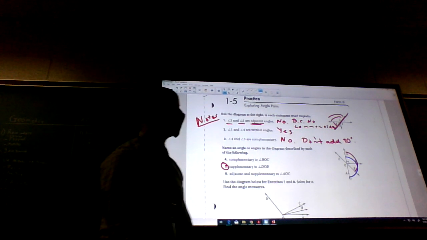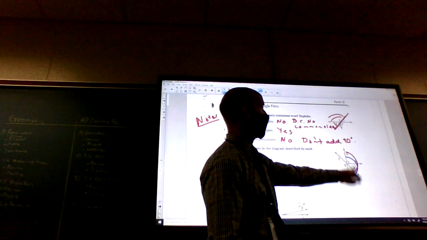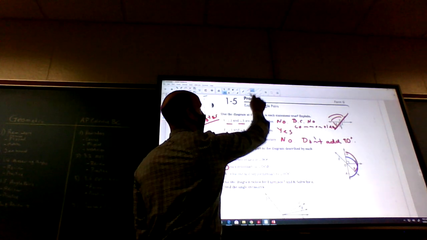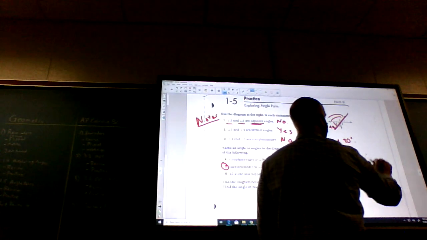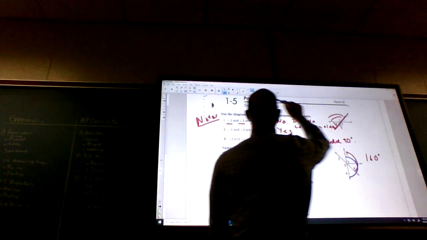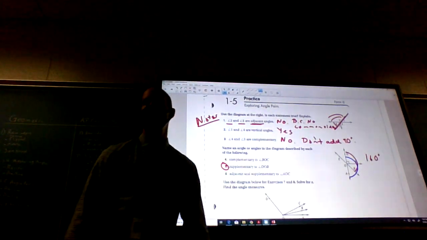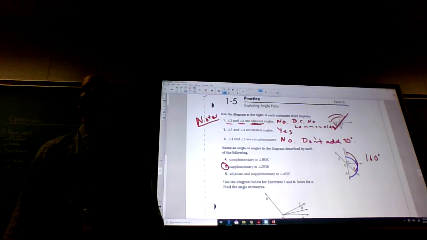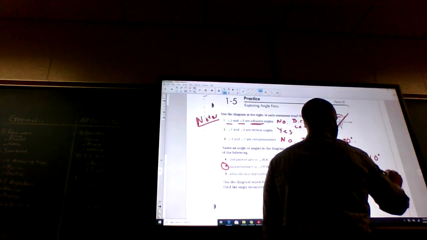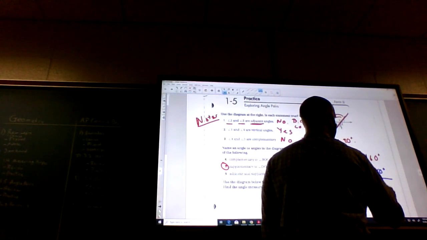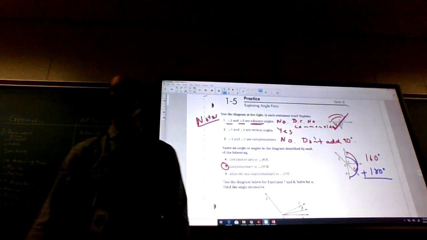Yeah. So let's just guesstimate. What do you guys want to guesstimate the red measure to be? How many degrees do you think that red angle is? About 160. That's a good answer. Anybody want to take a stab at what they think the measure of the blue angle is? Well, it makes a straight angle, doesn't it? So that's 180. So when we add those two together, I don't think that's 180.